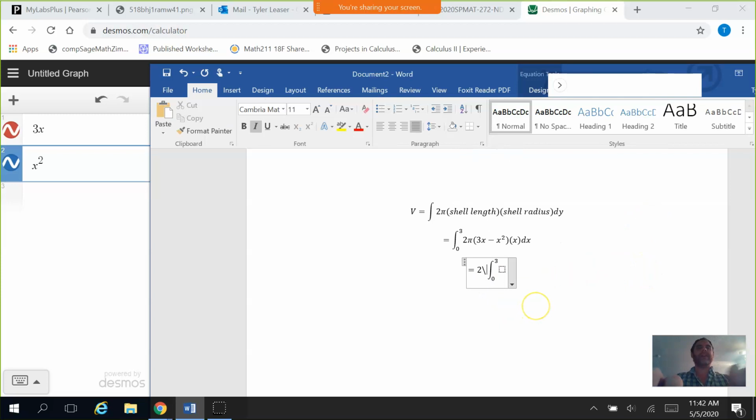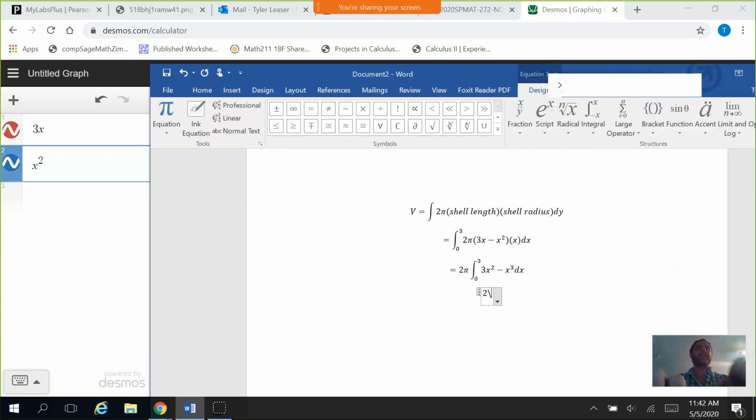So I'm going to pull that 2 pi out to the front of my integral, and then we have to distribute the x into here, so 3x squared minus x cubed dx. Okay, then we can just do the antiderivative at this point.